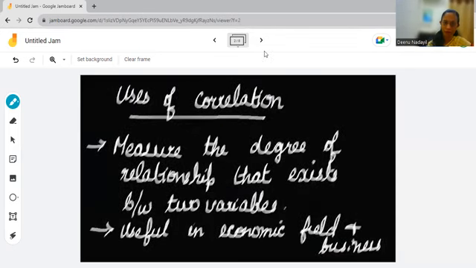Now, what are the uses? There are many uses of correlation. It measures the degree of relationship that exists between two variables, so it is useful in the economic field and business. With the help of the correlation coefficient, we can also estimate the future value of variables. The important thing is that it measures the degree of relationship between the variables.